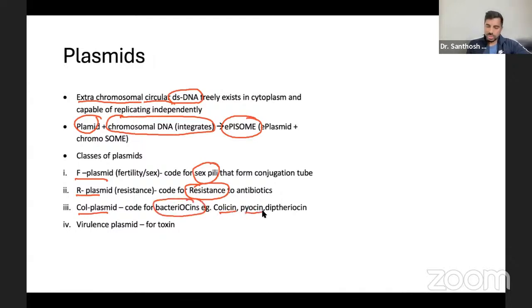Such as colicin, pyocin, diphtheriocin. And there's a virulence plasmid, which codes for toxins. These are the different types of plasmids you should know. That's all, so we're done with plasmids now.